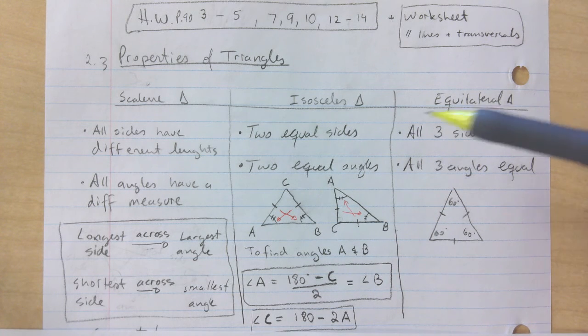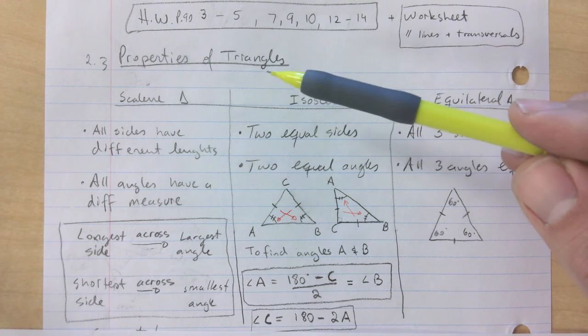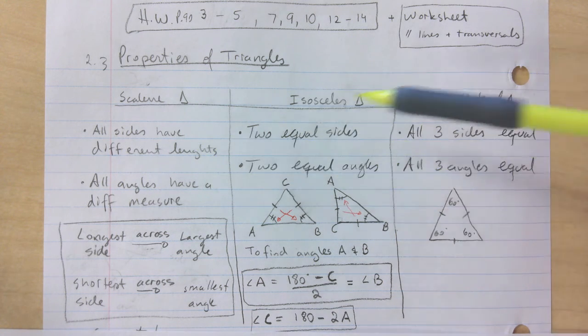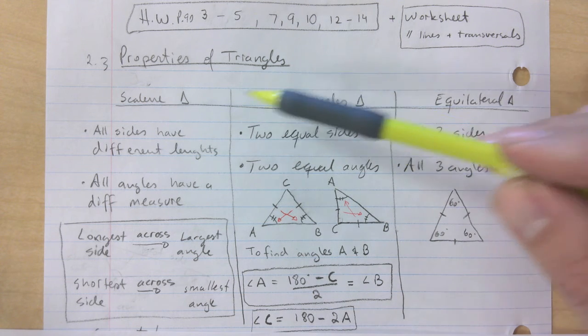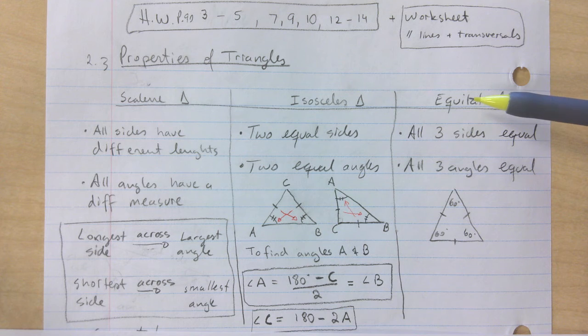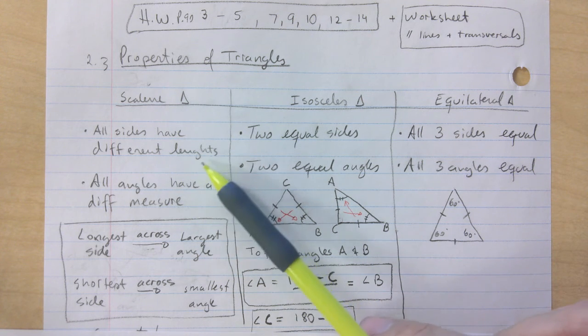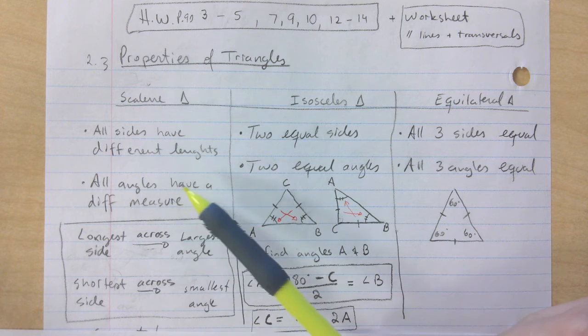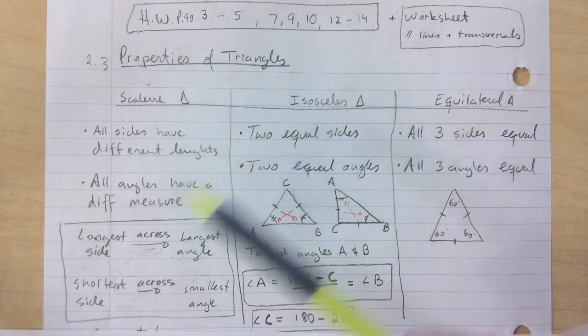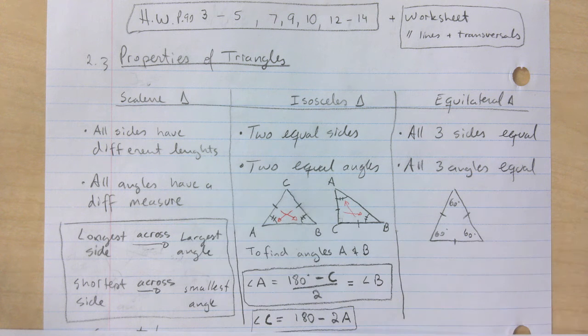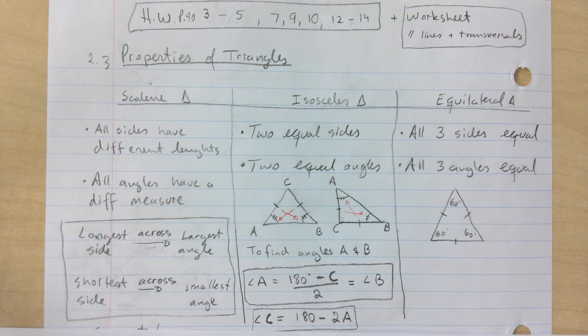Okay, so properties of triangles. So this is just a review, right? You have the three main types: scalene, isosceles, equilateral. Scalene is where you have all different side lengths and therefore all angles are different as well, and vice versa. If all angles are different, you know all sides are going to be different. It's important for trig, which is coming up too, right? Longest side, remember, is always across the largest angle and vice versa. Shortest side across the smallest angle, okay?